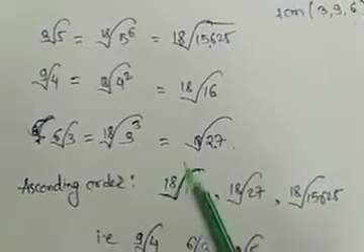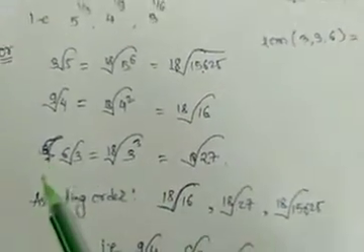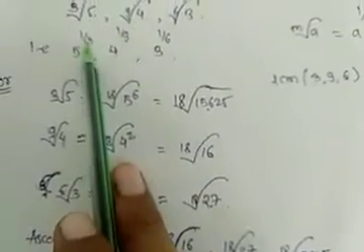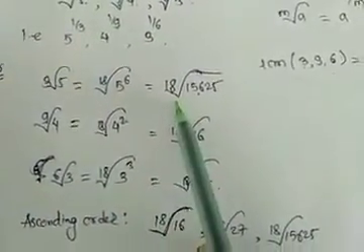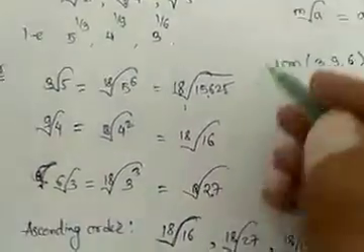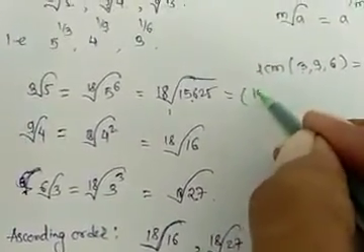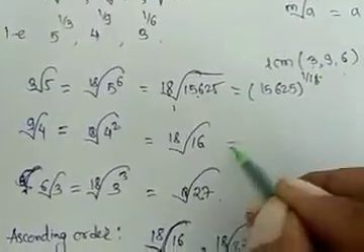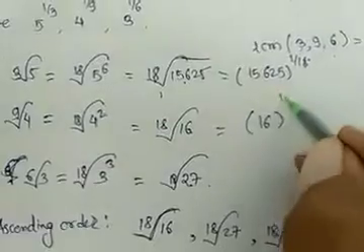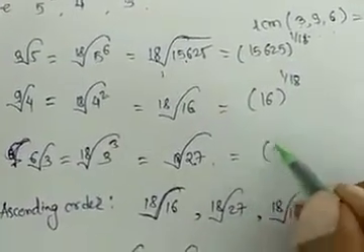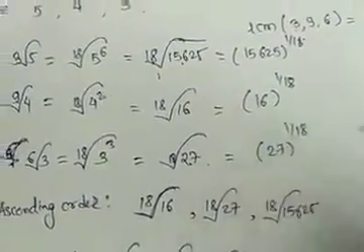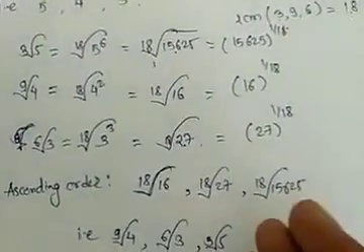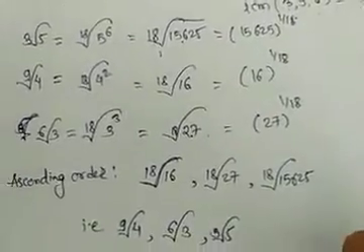Or you can solve this example by the previous method also. You have to take the LCM, which is 18, and convert all these terms into powers of 1 upon 18. It will look like 15,625 raised to 1 upon 18. Next it will be 16 raised to 1 upon 18, and last 27 raised to 1 upon 18. It is same as previous. Only in this we have used different logic.